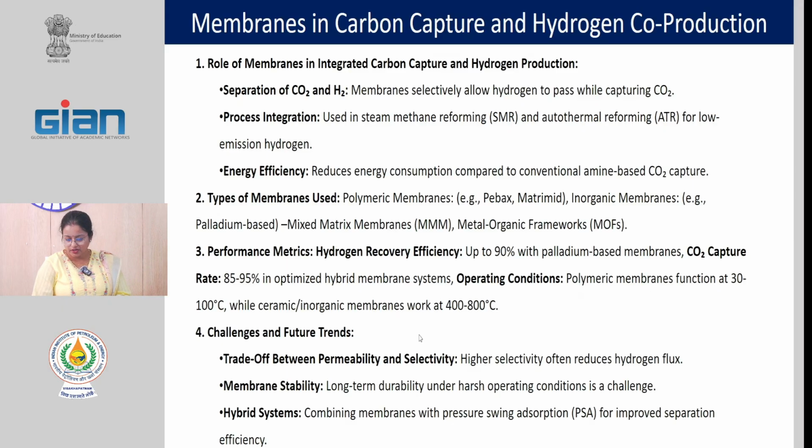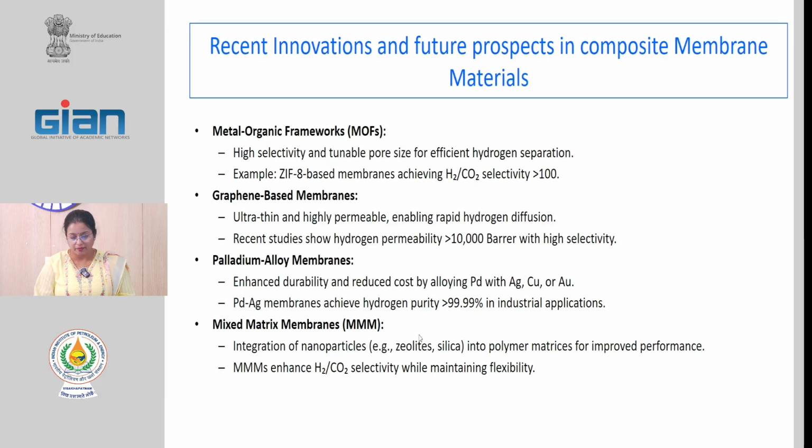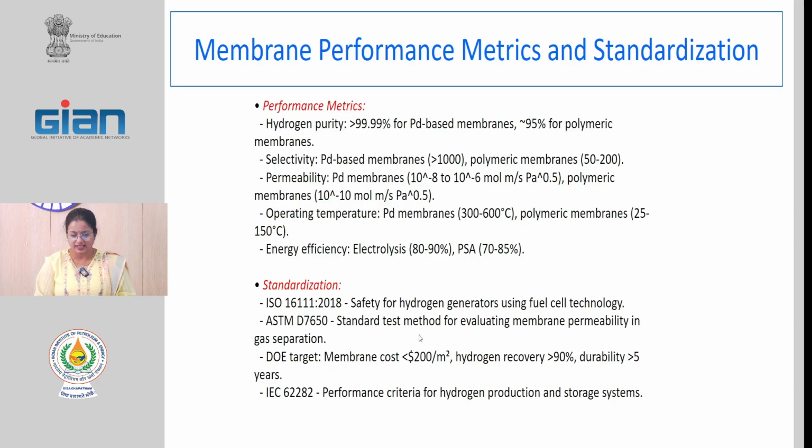So we have to have a good trade-off between permeability and selectivity, and we have to have good membrane stability, and we need to have a hybrid system for this kind of material. I have already covered that we can have MOF, graphene or palladium alloy for composite membrane composition material, and we can also have mixed matrix membranes like zeolite, silica, etc. For standardization, we can look for ISO 16100 2018 for safety standard. Standardization methods cover various aspects, not only the purity level, but also the safety level, the permeability and gas separation purposes.